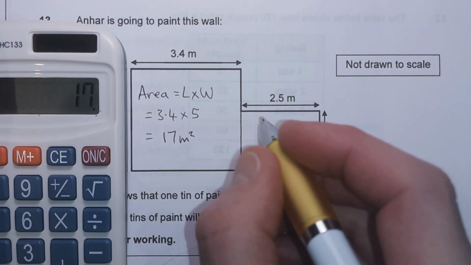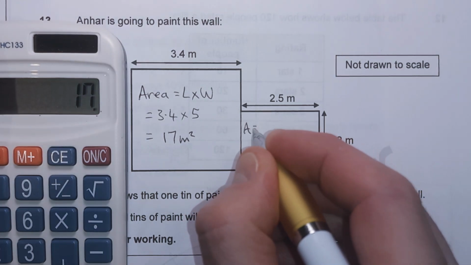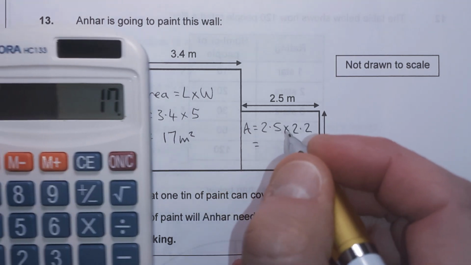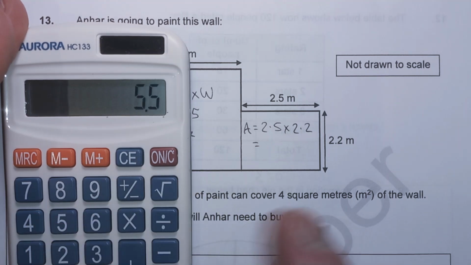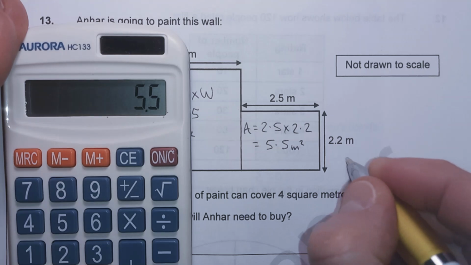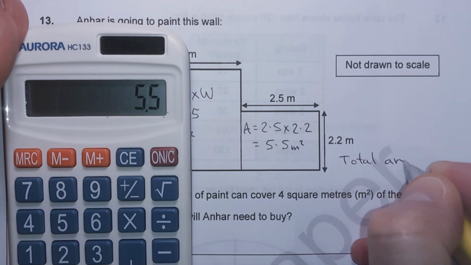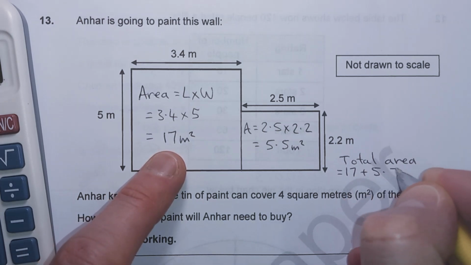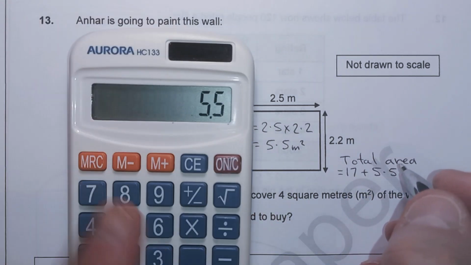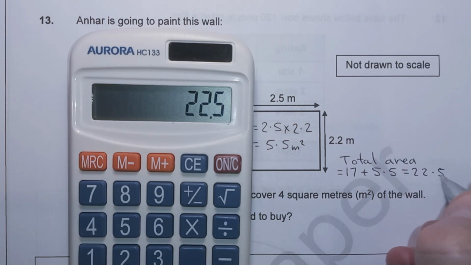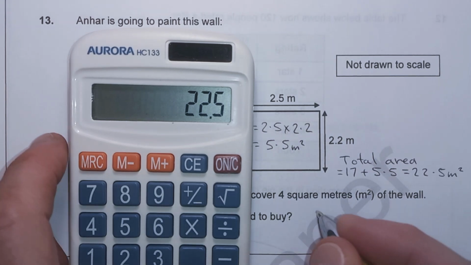So for this box here, we're now going to have our area is 2.5 times 2.2. And we get 5.5 metres squared. So the total area is going to be the 17 plus the 5.5. We've already got 5.5 in there, so we can add on the 17 to give us 22.5 metres squared. Right, that's the total area.